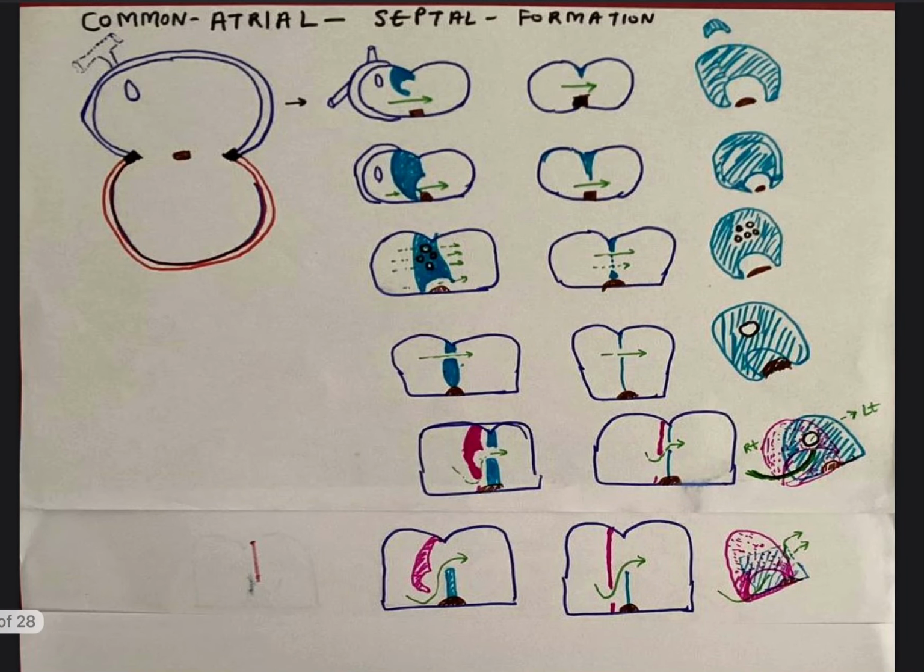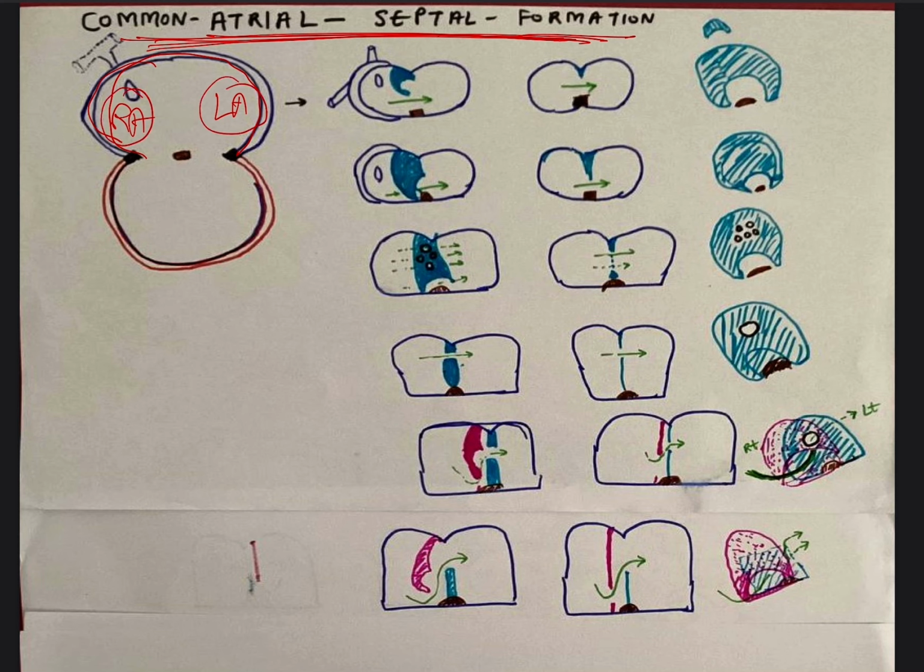Now it's time to discuss common atrial septal development. The purpose of this common atrial septal development is so that we can make the right atrium and left atrium. This common atrium will be divided into two parts, right atrium and left atrium, after development of this common atrial septal formation.